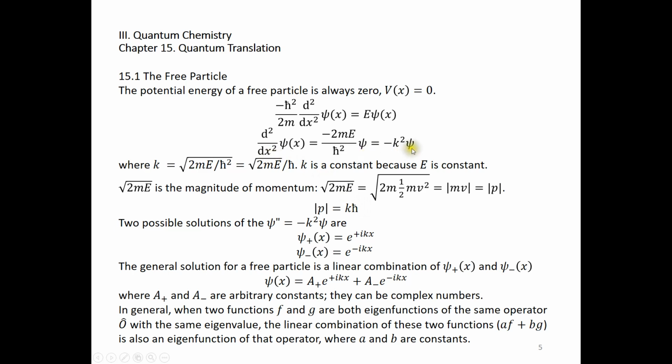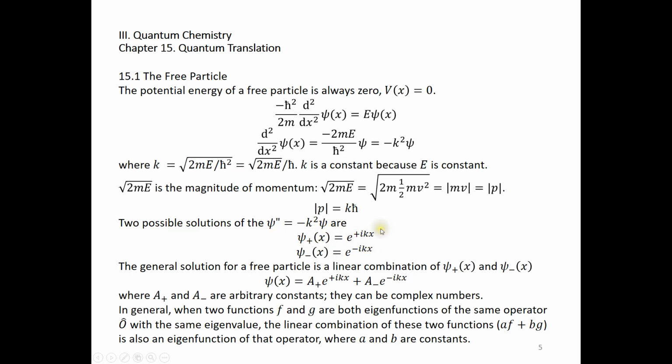Now we have this equation, which is simpler. The second derivative of psi is equal to psi multiplied by negative k squared. There are two possible solutions for this kind of differential equation. Again, the second derivative of psi is psi multiplied by a constant, negative k squared. And we have two solutions, e to the power of plus ikx and e to the power of negative ikx. We can easily verify that these two solutions satisfy this differential equation.